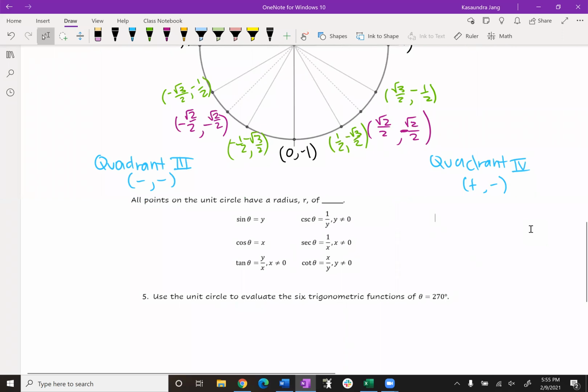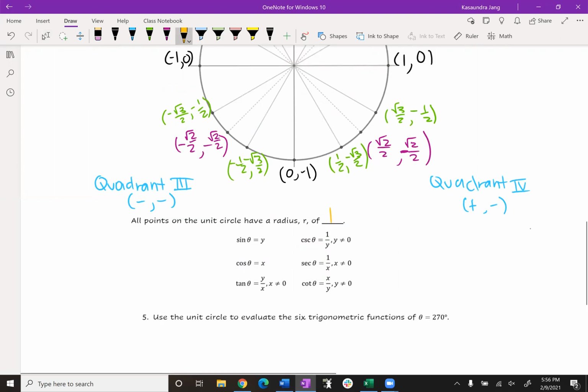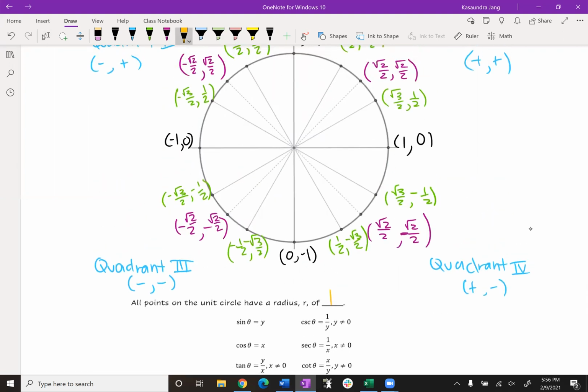It says all points on the unit circle have a radius r of 1. This is what we were talking about. It's a unit circle, 1 unit. So from the center to the outside, that's a distance of 1. Center to the outside, my radius of the circle is 1 every time. That's kind of why we put the triangles in that we did. We made their hypotenuse be a 1.